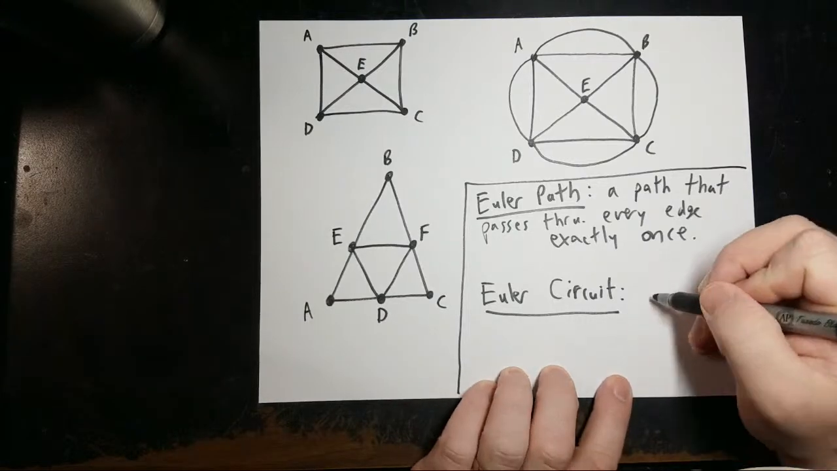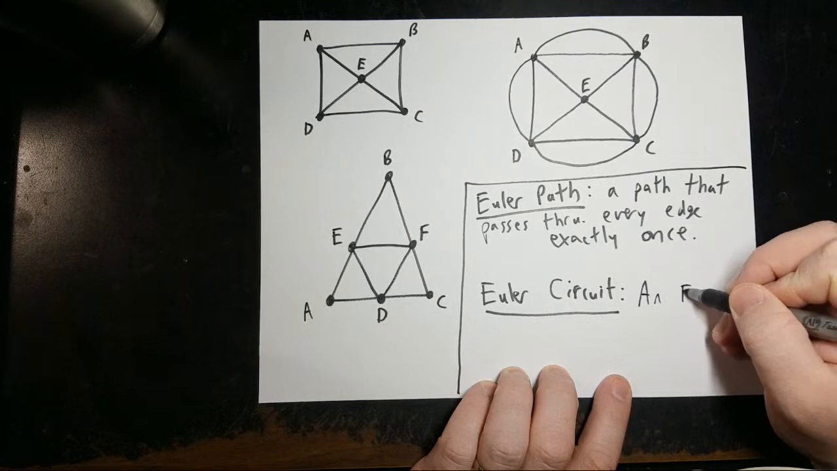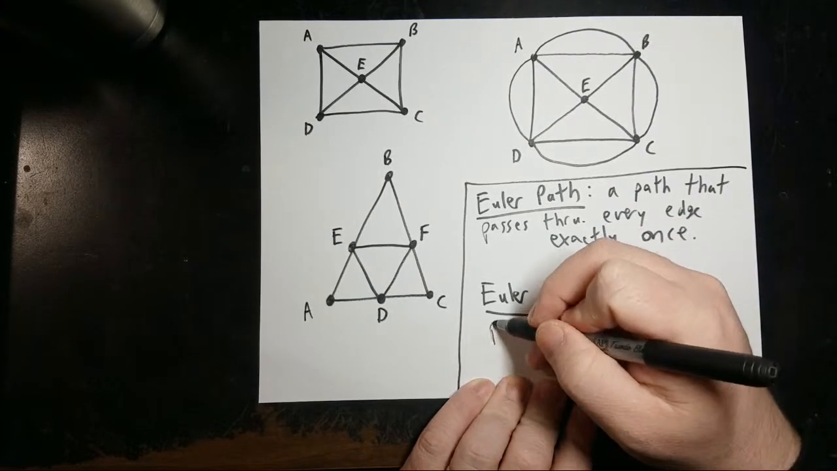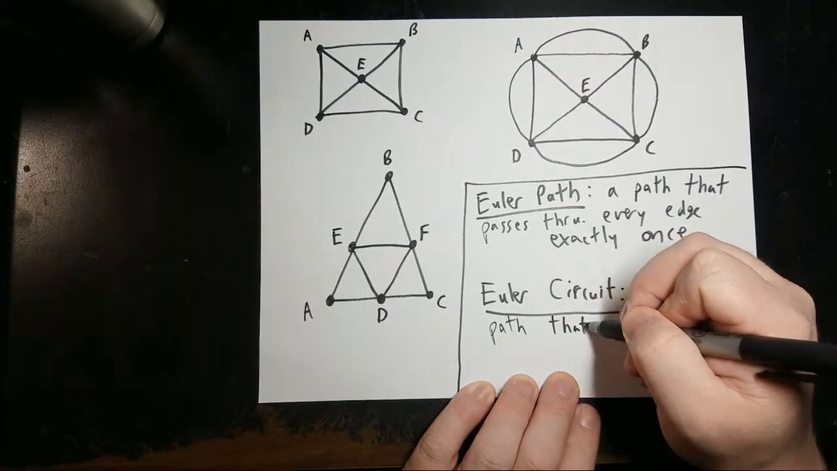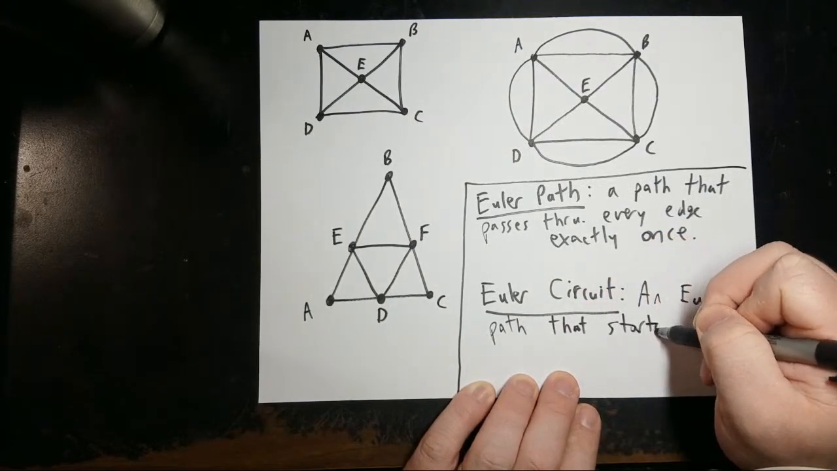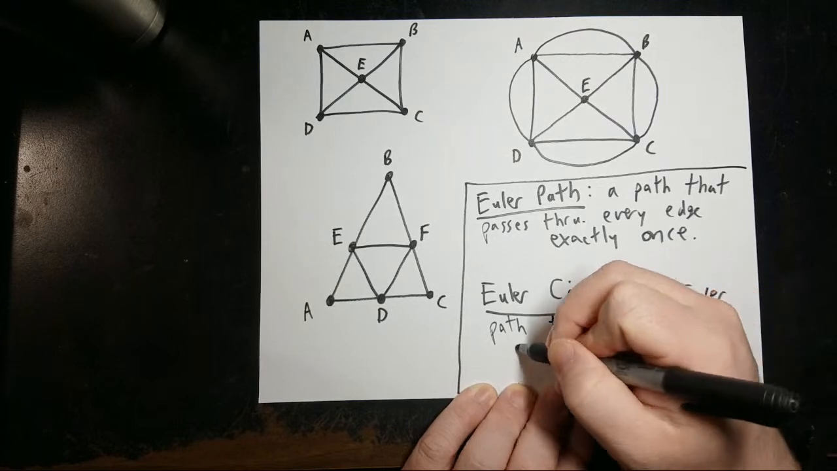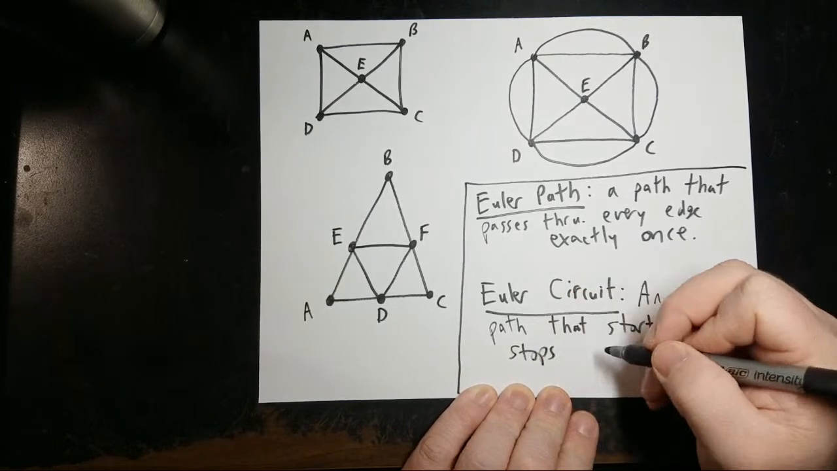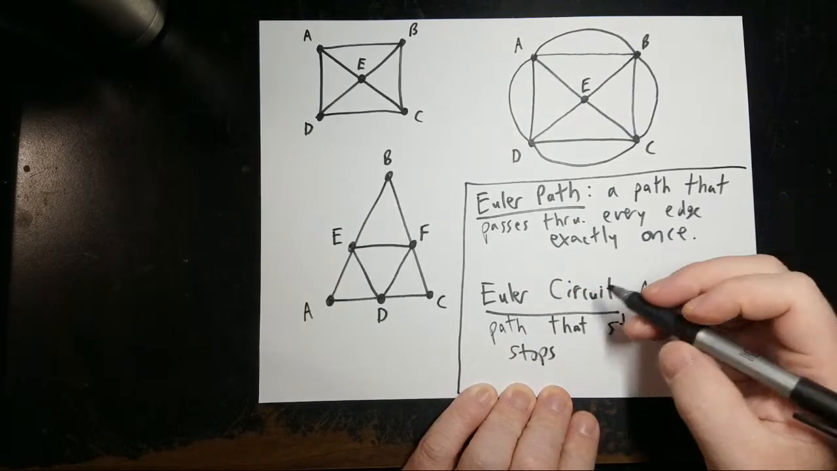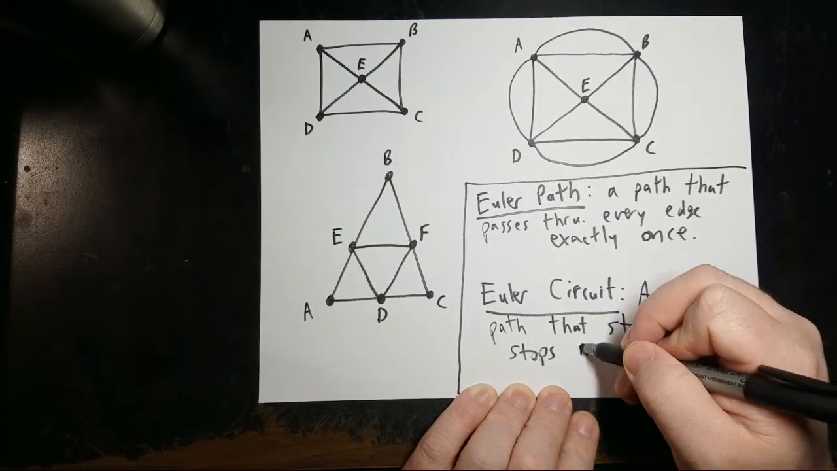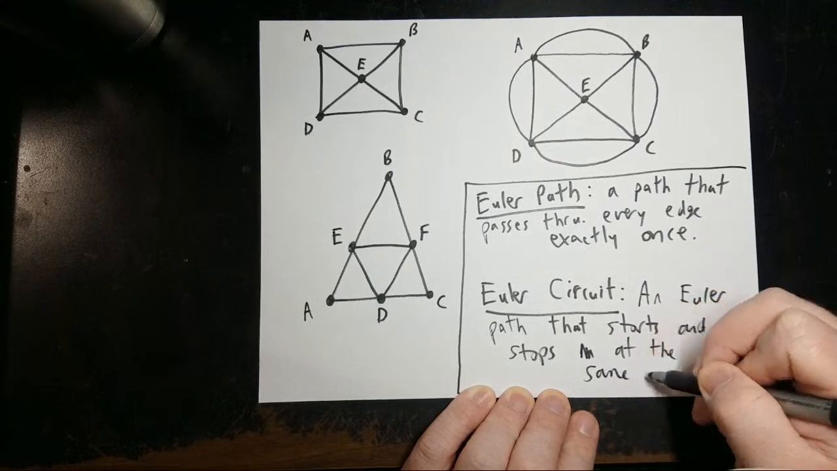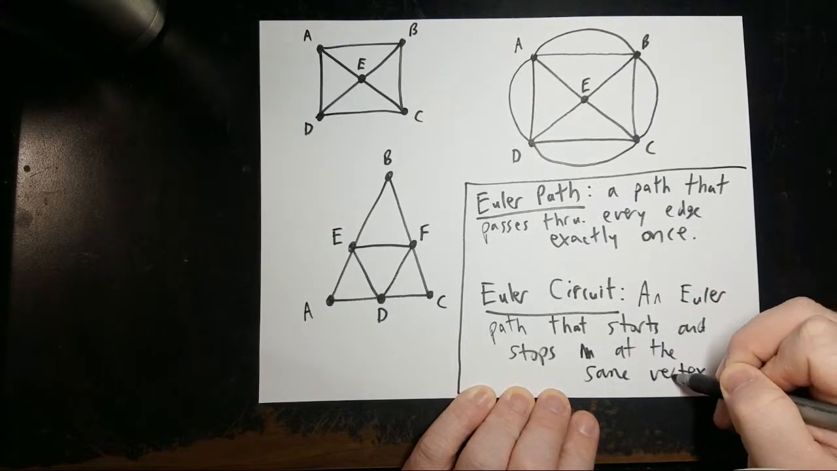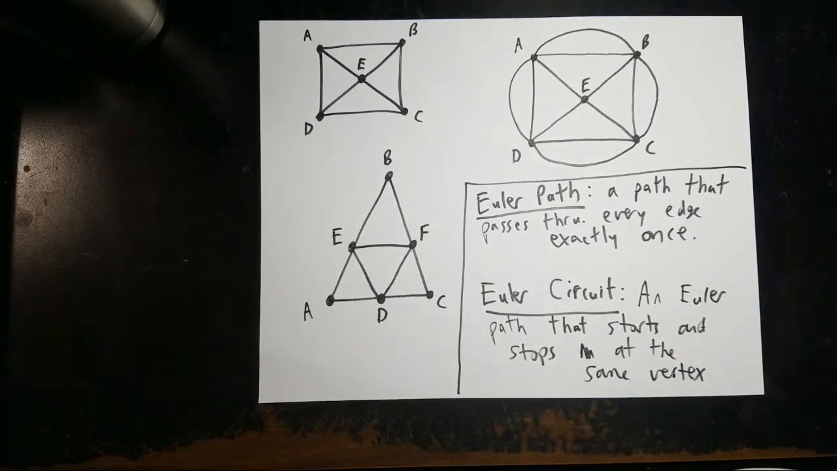Euler circuit. An Euler circuit is basically an Euler path that starts and stops at the same vertex. Oh, that's right, you were in the AP stat one. These are the pure definitions of Euler path and Euler circuit.